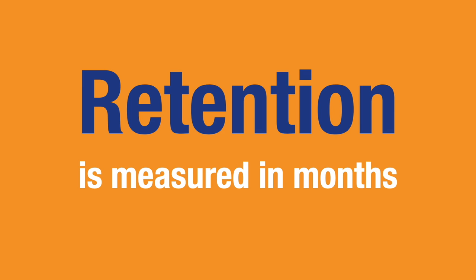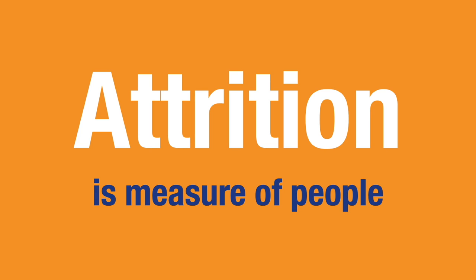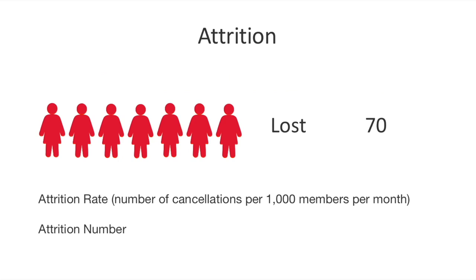So retention is measured in months. It's the currency we tend to use as an industry, and it's the way in which we tend to communicate our results internally and to our boards and to our investors. Now, attrition is a measure of how many people quit. And if we're measuring attrition, we're going to try and see how many people quit perhaps this week, this month, this quarter, this year.